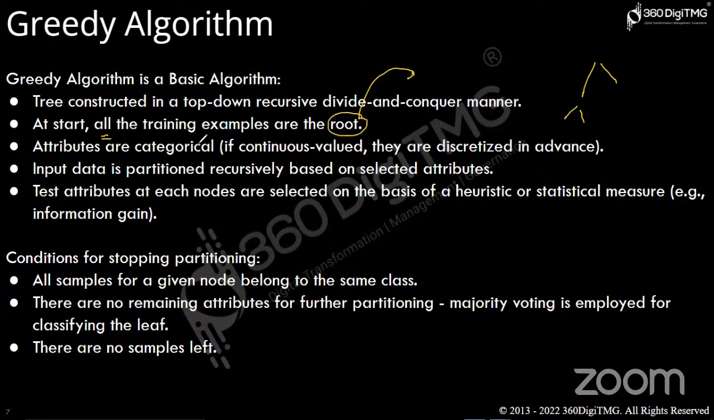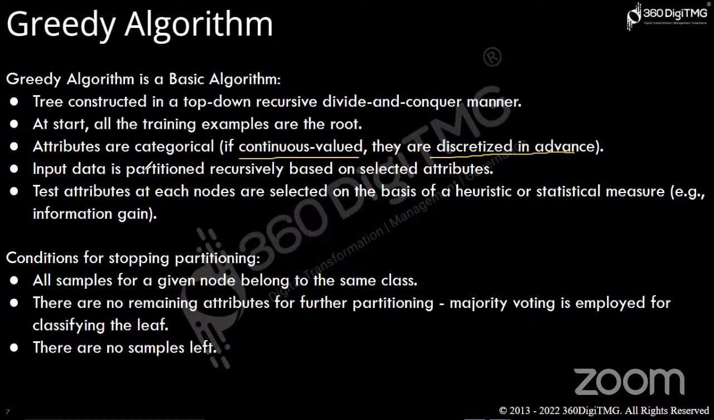The attributes are categorical. If they are continuous values, we are going to discretize them. That is something we have to remember. If we have continuous values, we are going to discretize these values, so we have to start with discretization.